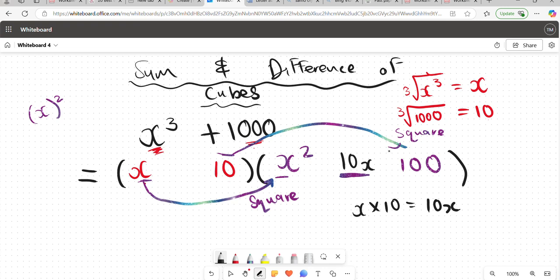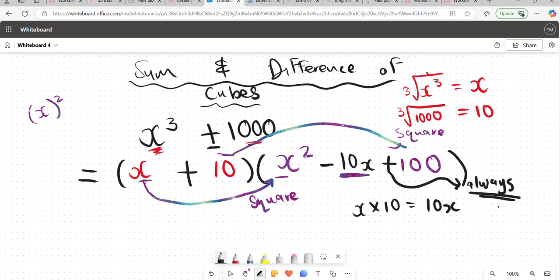So now I have everything. I just need to decide on my signs. If this is a sum of 2 cubes, then this bracket will get a positive. This will be negative, and this is always positive. Whether you're doing sum or you're doing difference, this is always going to be a positive sign. All right, so this is my final answer.